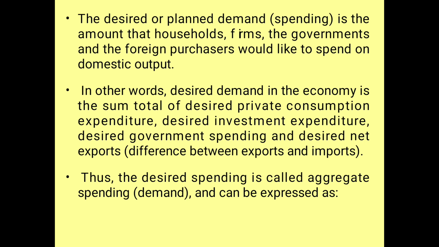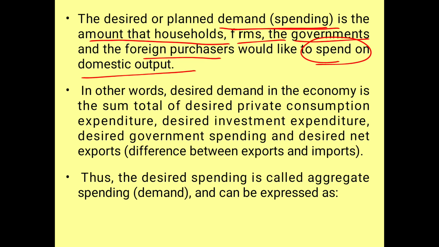Now you are spending. The businessman is spending the amount that household, firm, government and foreign purchases would like to spend on domestic output. So what is being planned? Spending is being planned: how much by the household, how much by the firms, how much by the government and how much by foreign purchases, that is, exports. Would like to spend on domestic output, that is, the products produced within the country.